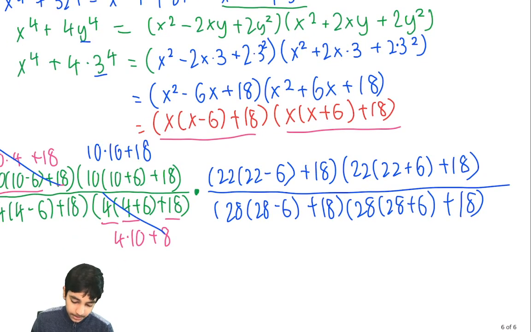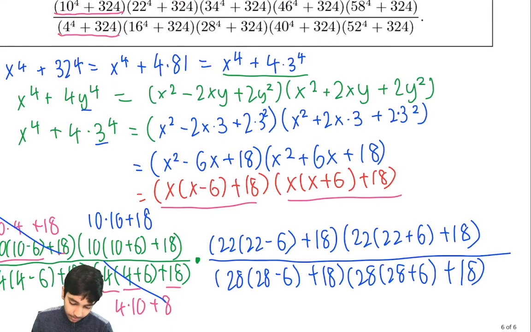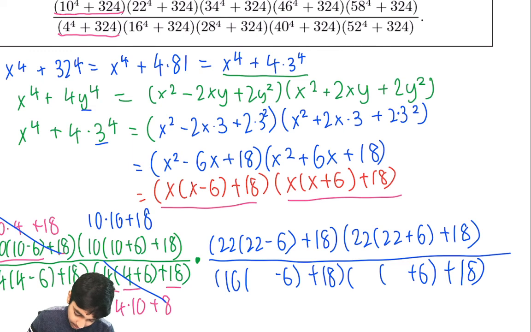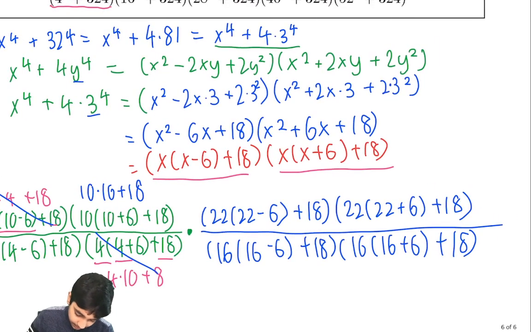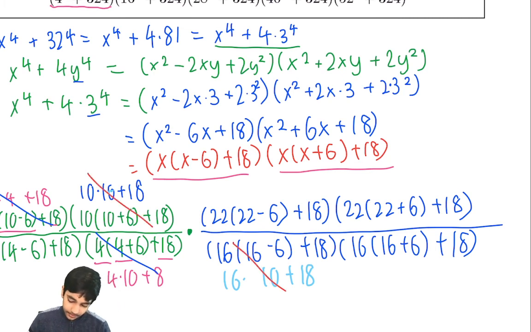And the term here, oh, sorry, this should be 16, not 28. I got the number wrong, so it should be 16 actually. 16 times 16 minus 6, and 16 times 16 plus 6 plus 18. So this bottom term is going to be 16 times 10. Let me write in a different color. 16 times 10 plus 18. This top term is 10 times 16 plus 18. So then we'll see that these terms cancel. And you can continue writing out more terms, and we'll see that they continue canceling out.